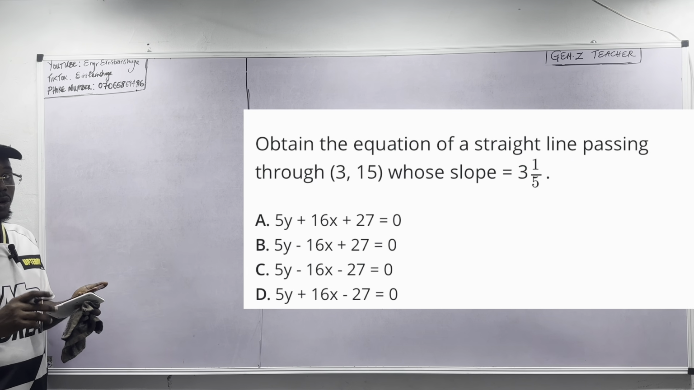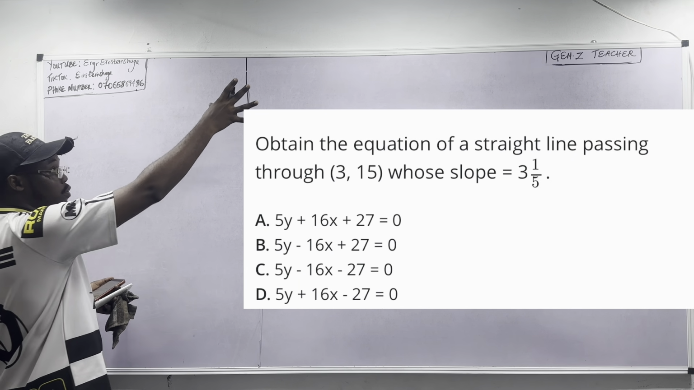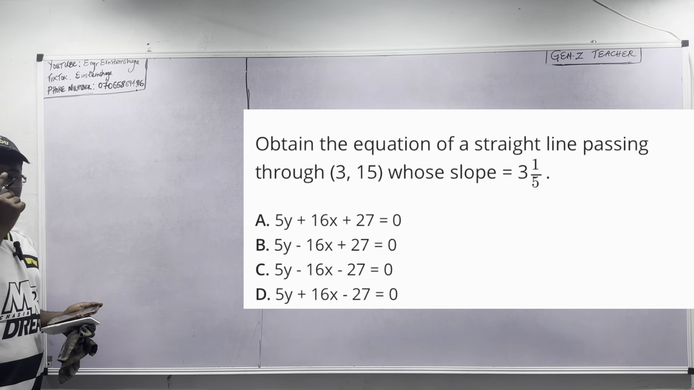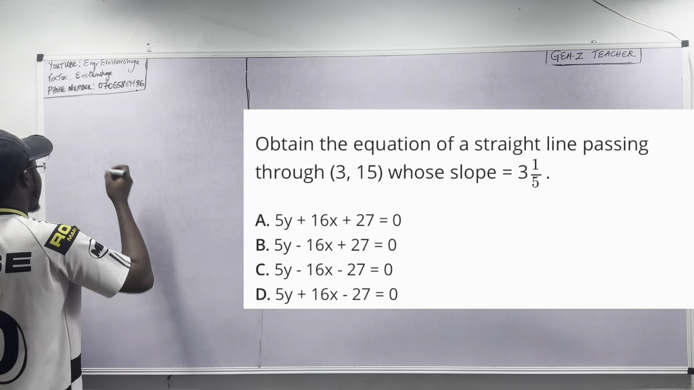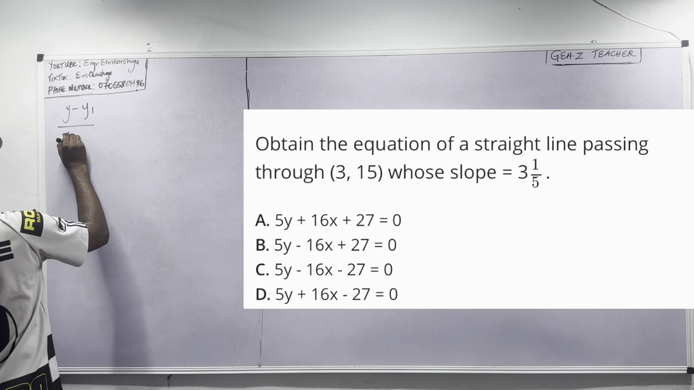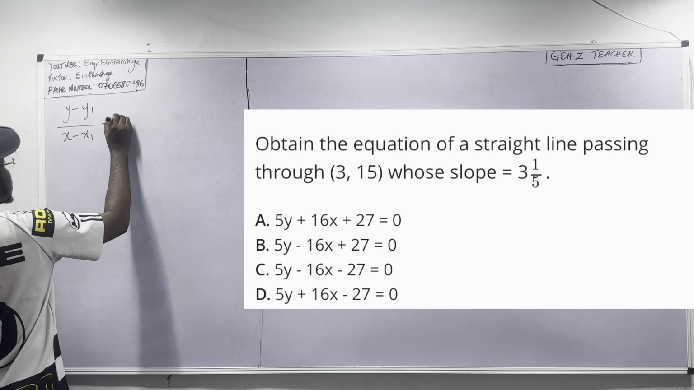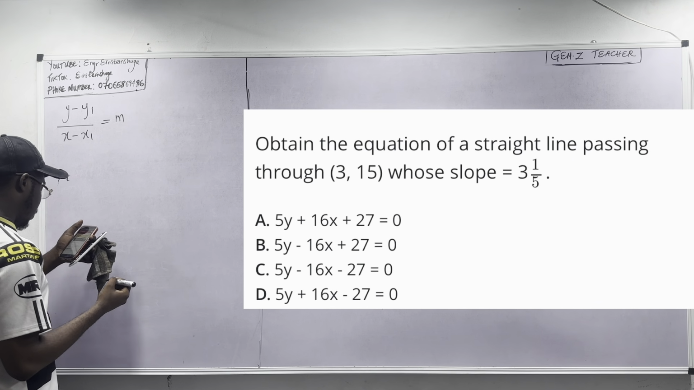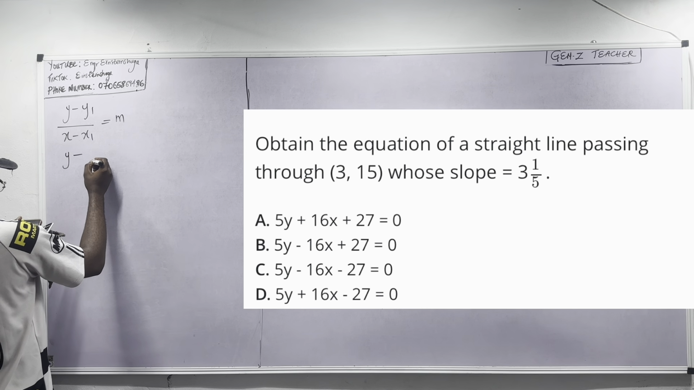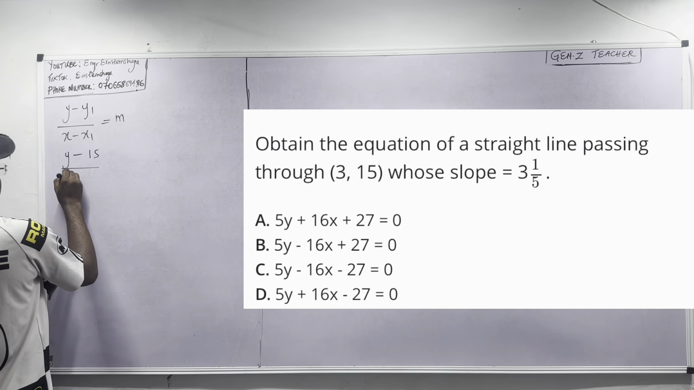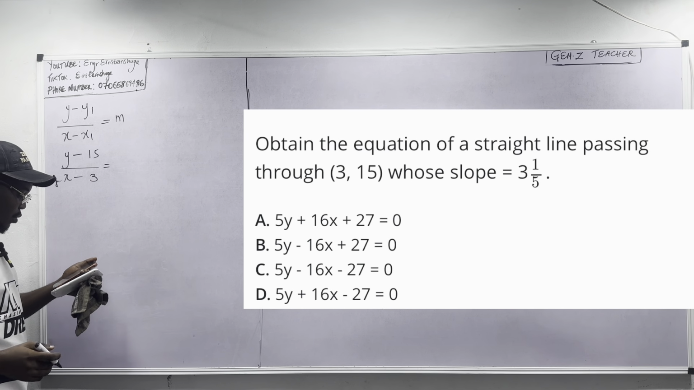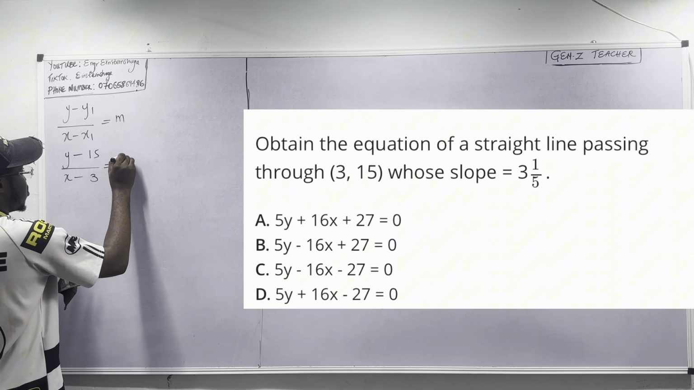Now already previously, I gave you the formulas for coordinate geometry. You can take the video back and screenshot the formulas. Okay, so quickly, remember we have (y minus y1) over (x minus x1) equals our slope or gradient. From the coordinates given to us, y1 is 15 and x1 is 3, equals, we're going to convert that mixed number to a proper fraction.